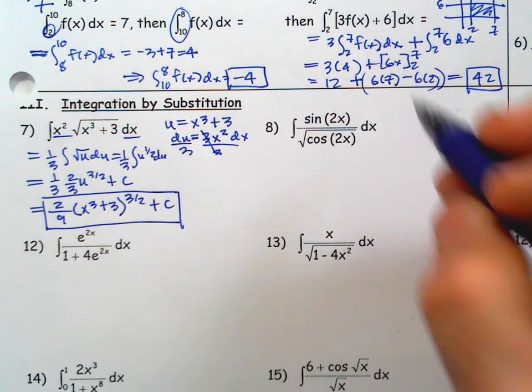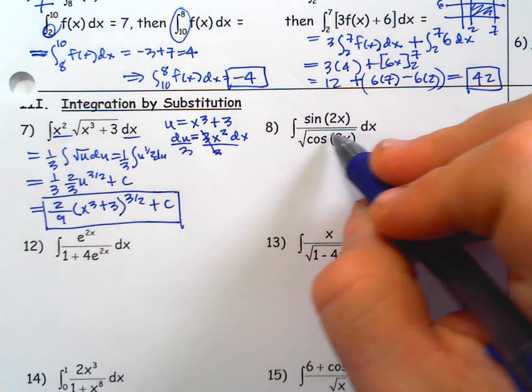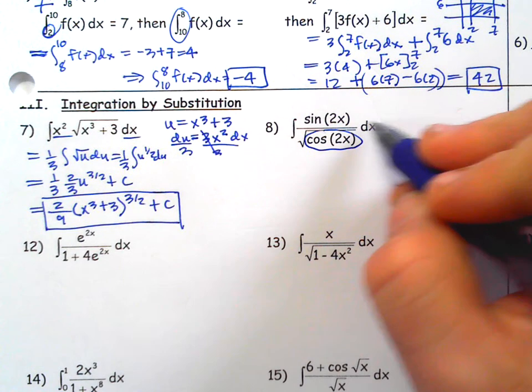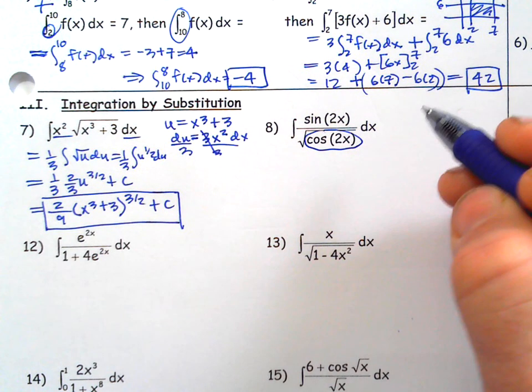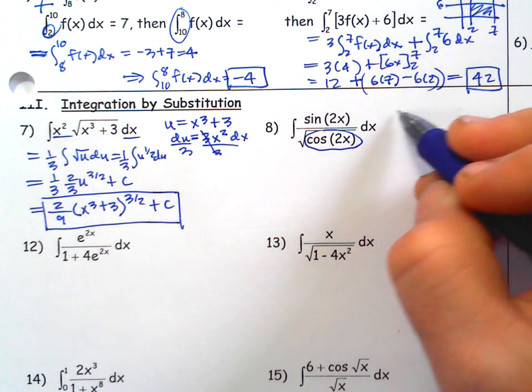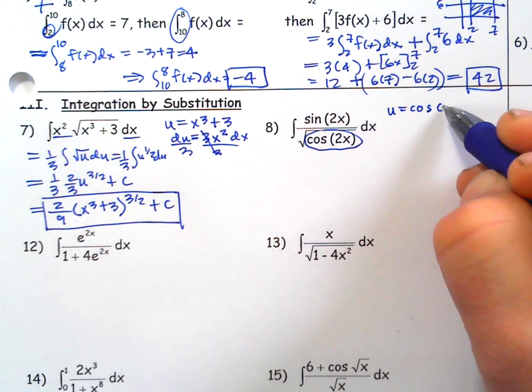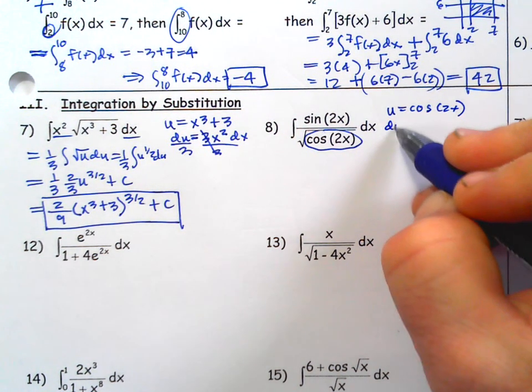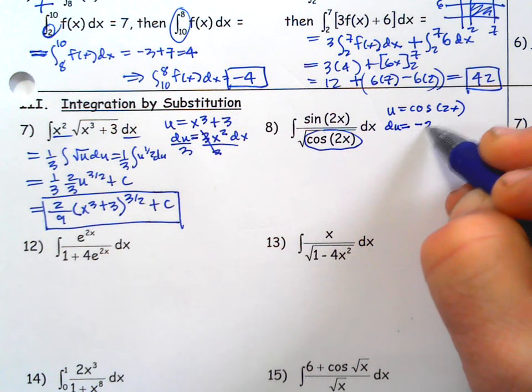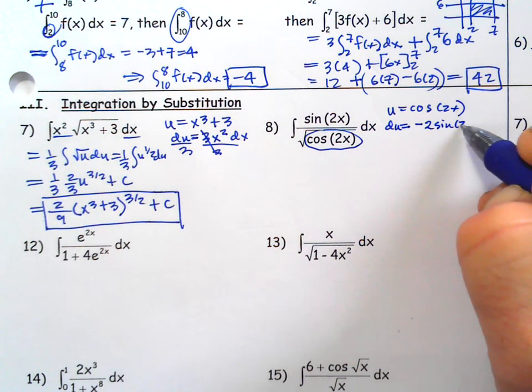Number 8. Now, I'm going to go for this whole thing as my u. You could do the 2x, but that's a really minor U-substitution issue, and there are obviously more issues than that. So I think if we go cosine 2x, du equals -2 sine 2x. There's a little chain rule there.